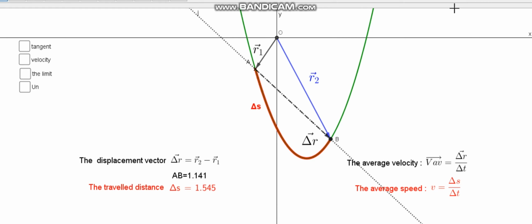In this simulation, we will determine the vector velocity and the speed. We have a particle moving on a curvilinear trajectory. At the instant t, the particle is at A, and at the instant t plus delta t, the particle is at B.